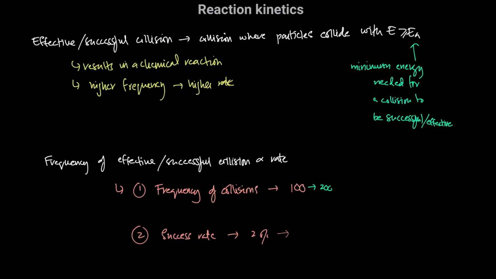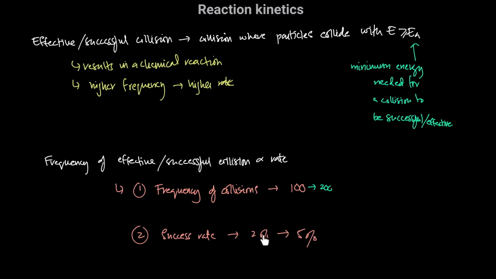I can increase the success rate also, right? Instead of 2% of all collisions being effective, what if I had a 5% success rate? I keep the same number of collisions. I still have 100 collisions taking place, but before only 2% of them resulted in a reaction, and now 5% are resulting in a reaction. Again, that will also increase the rate.